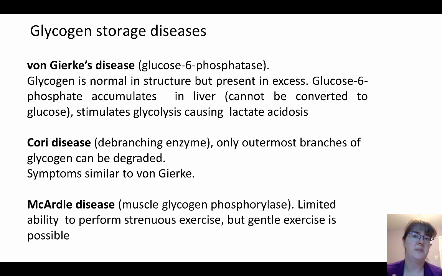Cori disease involves issues with the debranching enzyme, where only the outermost branches of glycogen can be degraded. So again, you have issues with glycogen being degraded, so you get very similar problems as that von Gierke disease. The McArdle disease then is one where you have an issue with muscle glycogen phosphorylase. So in that case, you have a limited ability to perform strenuous exercise, but gentle exercise is possible.